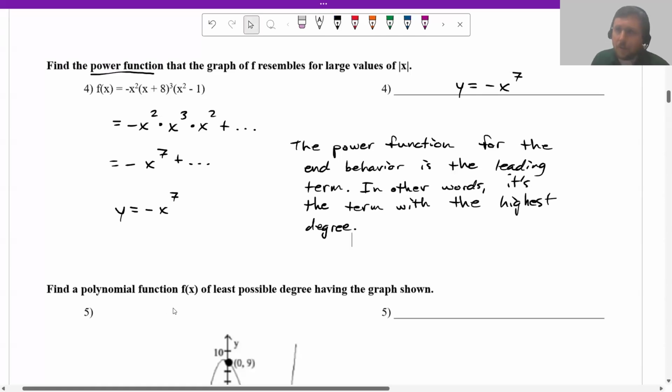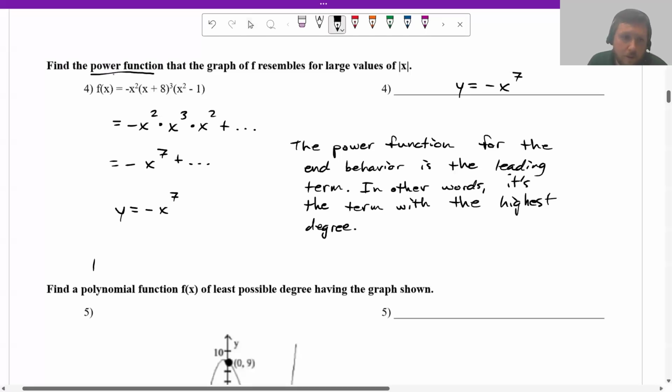I told myself I wasn't going to go super in depth with this, but this is one thing that I see missed enough in places that I do want to mention. So if we're asking for a function that determines the end behavior, make sure you're giving us the power function. If we're asking you to describe the end behavior and we don't tell you to show us a function or something, then you're using those, like as x goes to infinity, blah, blah, blah. But look at the question and see if it's asking for a power function or an end behavior function.